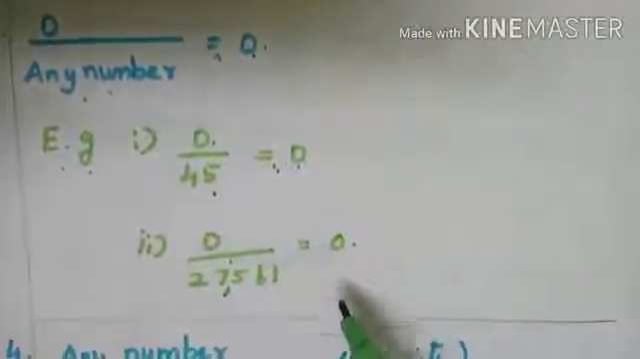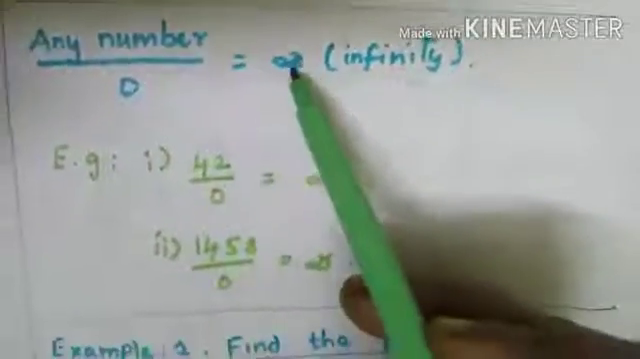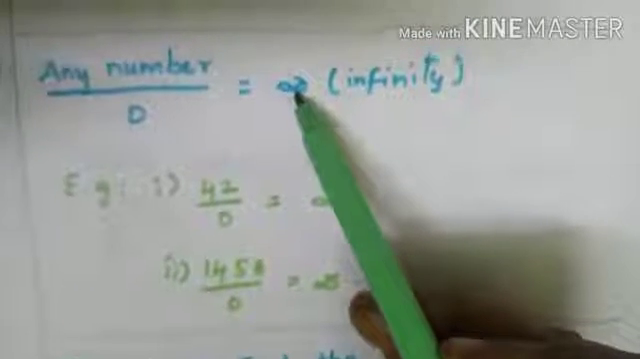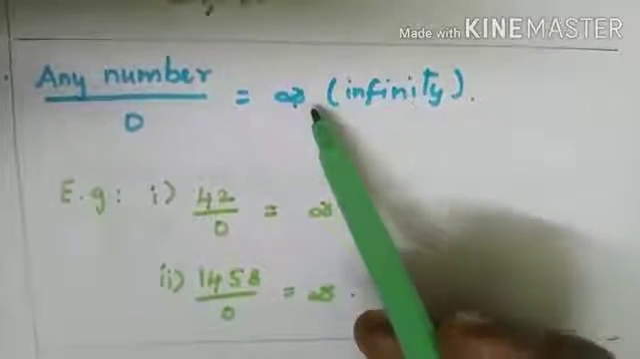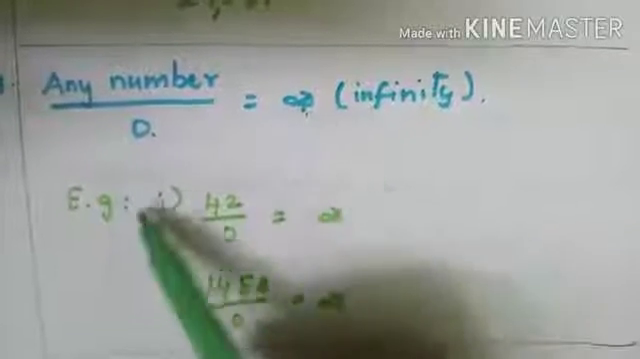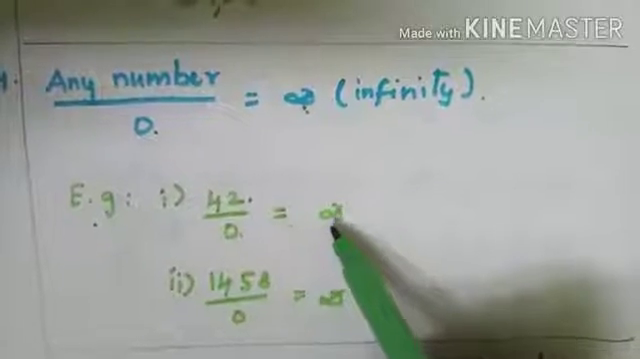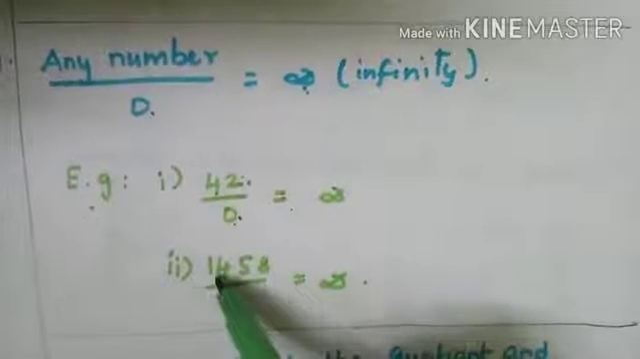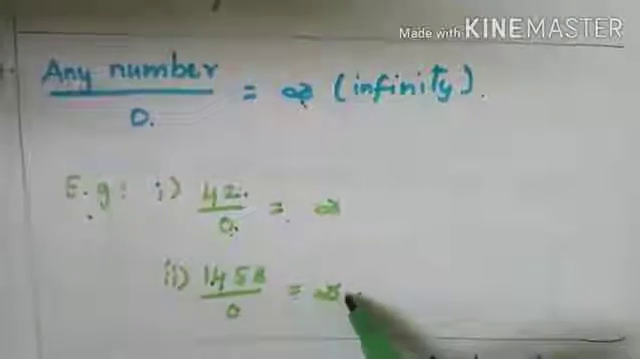And next, the fourth property is any number divided by 0 equals infinity. And this is the infinity symbol. Infinity means undefined. It is not defined. It is endless. So, any number divided by 0 equals infinity. Example, 42 divided by 0 equals infinity. Next, 1458 divided by 0 equals infinity.